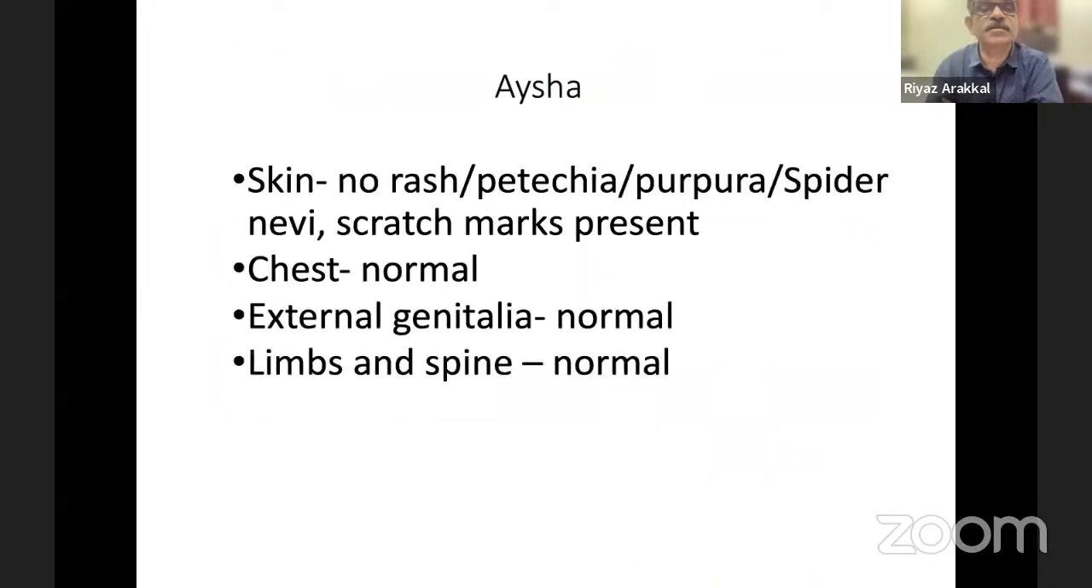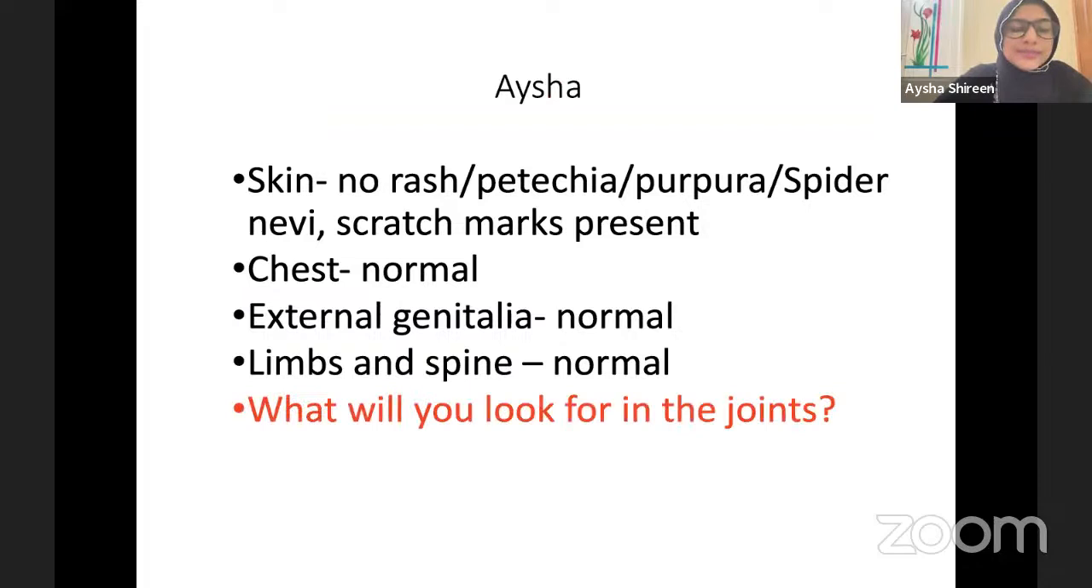Okay, Aisha. Head to foot examination, skin: there is no rash, petechiae, purpura, or spider nevi. Scratch marks were present. Examination of the chest was normal. External genitalia appeared normal. Limbs and spine were normal. What do you look for in the joints?